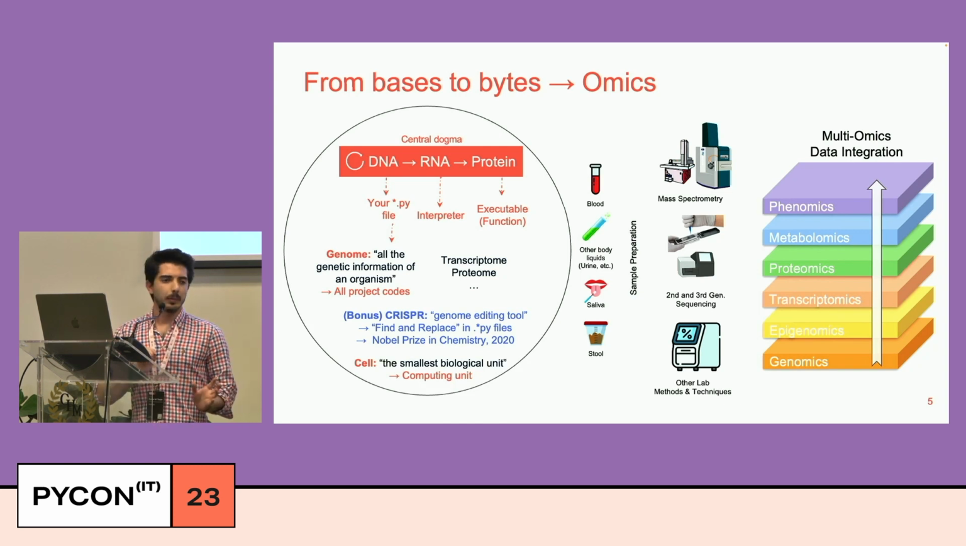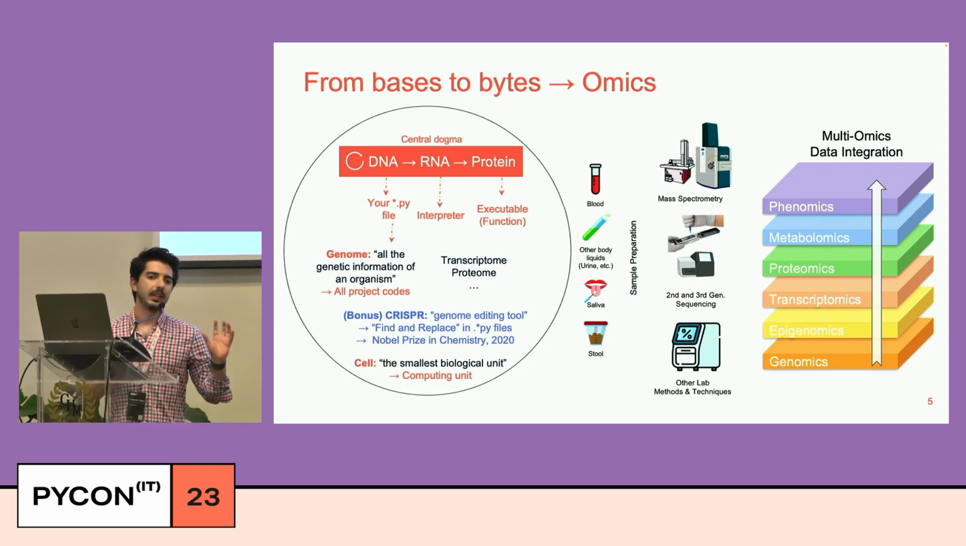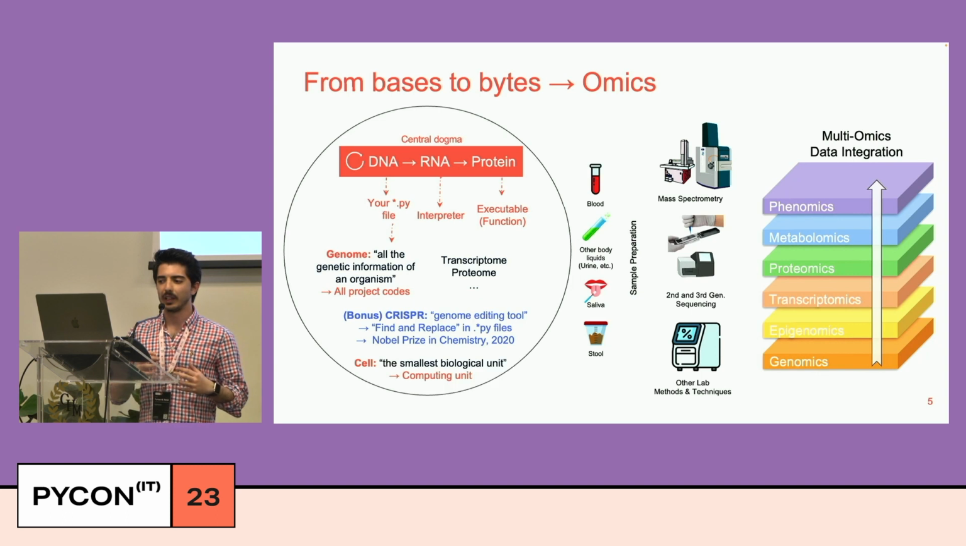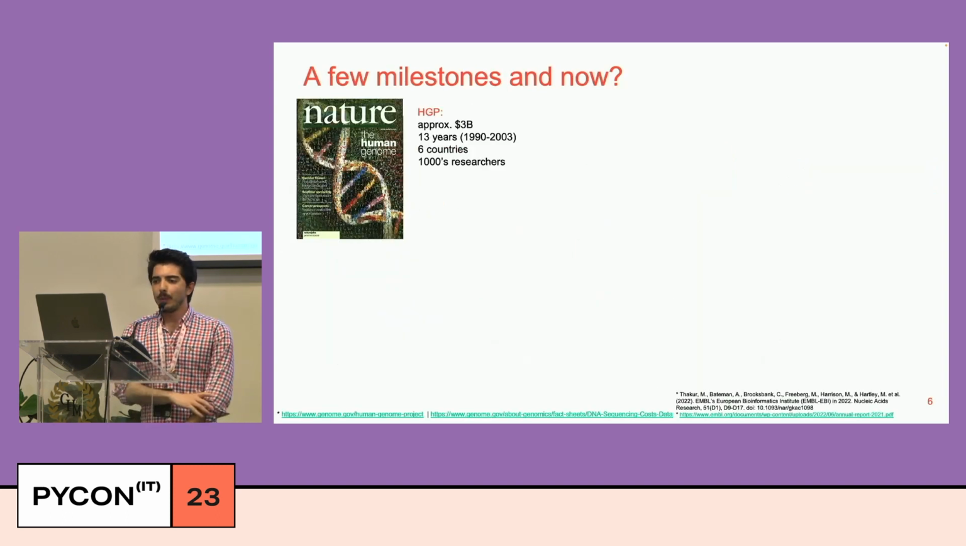But the ultimate goal in the field is to interpret all the different layers of the omics data sets in a way that we can understand more of the biology or the reason. And I will also give a few milestones of where we were, and where we are right now. I think Pandora's box started with the Human Genome Project.